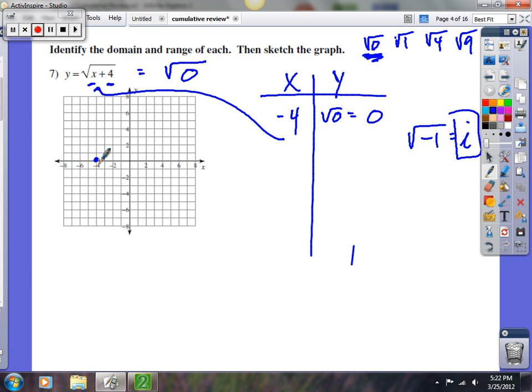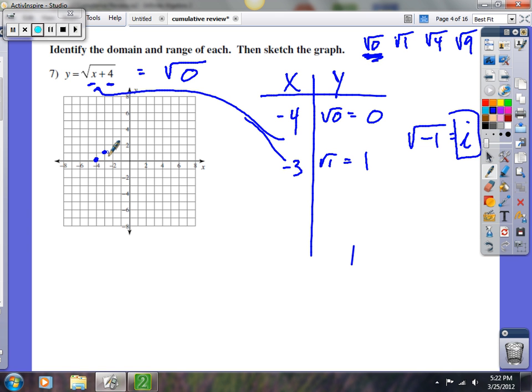My next dot, okay, I'm going to go for this guy. What number can I add to 4 and get 1? It's kind of a mental math. What number plus 4 is 1? That number is negative 3. Because when I plug negative 3 in, negative 3 plus 4 is square root of 1, and square root of 1 is just 1. So my next dot is left 3 up 1.